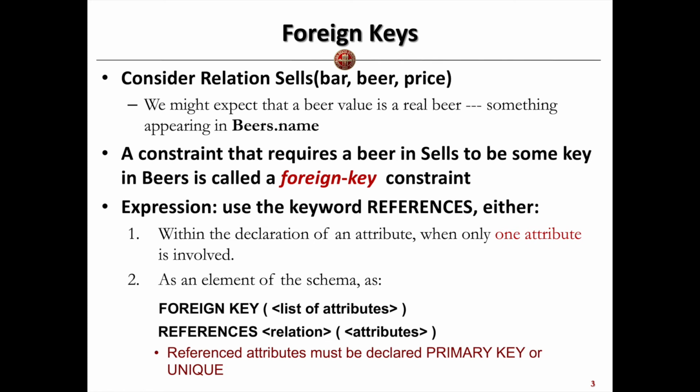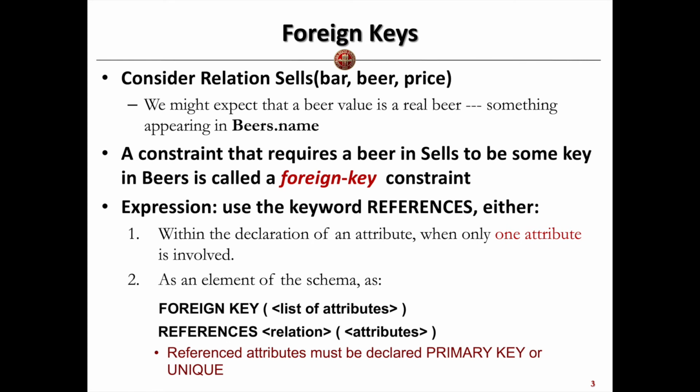Normally, when we design a sales table, we need to make sure all the bars and beers appearing inside this table should be valid. Should be some real bars and real beers. If so, then we need to use the foreign key to help us. Foreign key denotes a constraint requires a beer in the sales table to be some key in the beers table, and we can declare it as a foreign key constraint.